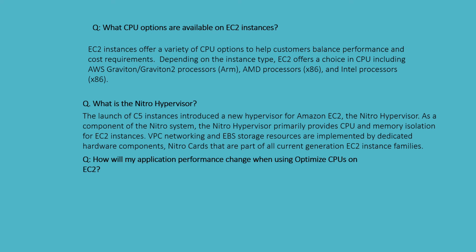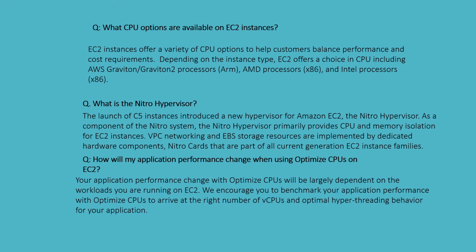How will my application performance change when I optimize the CPU on EC2? Your application performance with the optimized CPU will vary largely depending on the workload you are running on EC2. We encourage you to benchmark your application performance with this optimized CPU and arrive at the right number of CPUs and optimal hyper-threading behavior for your application.